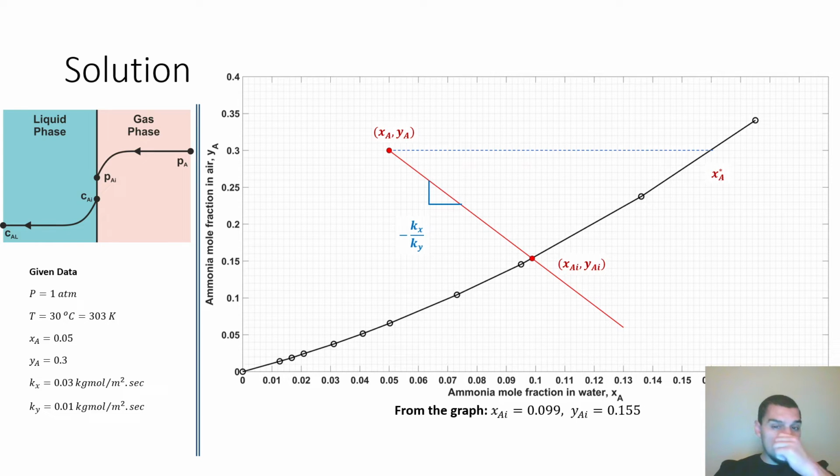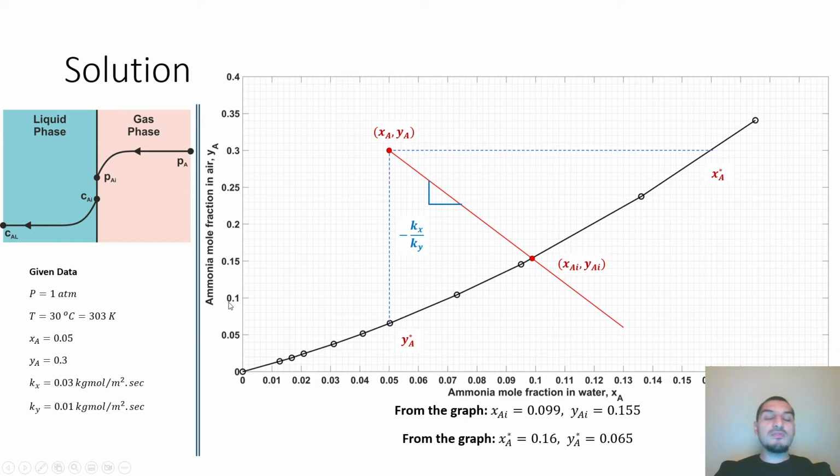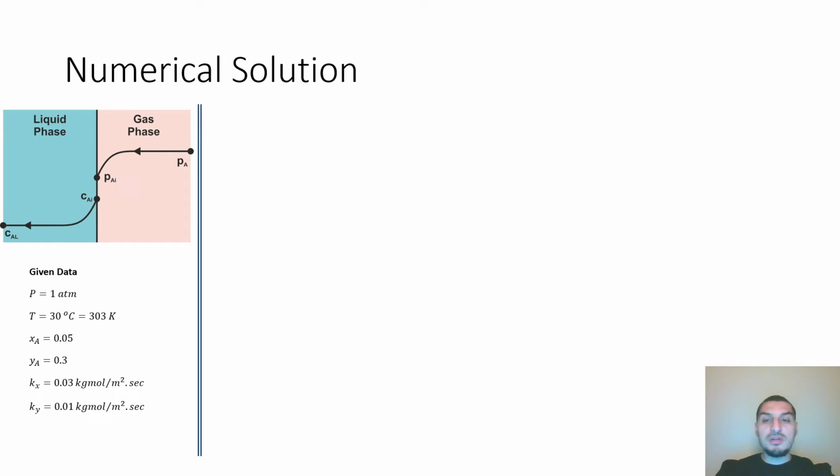And we can get x star and we can get y star. So x star is gonna be 0.16 and y star is gonna be 0.065. So we have all what we need to get from the graph, and the rest of the calculations can be done simply without the need of the graph. So this is all what we need to get from the graph.